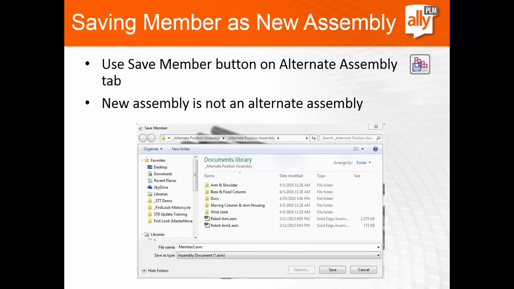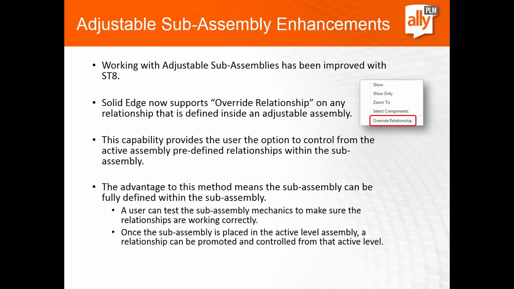Now there's a Save Member button on the Alternate Assembly tab. What this allows us to do is save out that specific member as a new assembly. That new assembly that we save out is not an alternate assembly. It saves it out as just a regular old assembly. You could then go on and add new parts or make other changes to the assembly if you needed to.